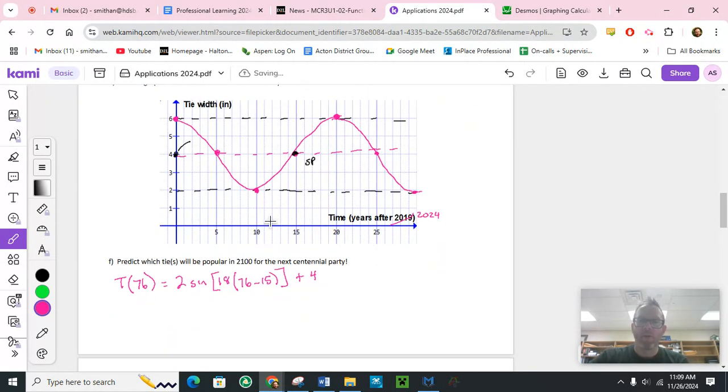All right, so I'm just going to give you my advice for doing this. If you're really comfortable on your scientific calculator, you can do this all in one step. However, I might recommend just doing whatever's inside the sine first. So 76 minus 15 is 61, times 18 is 1098.